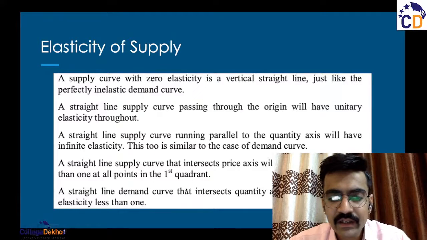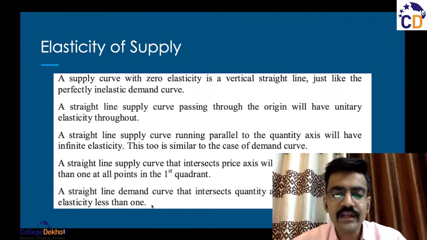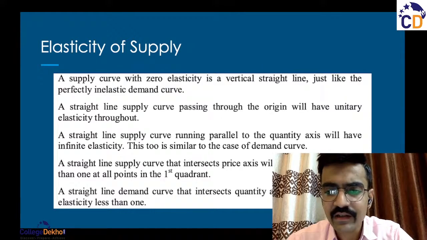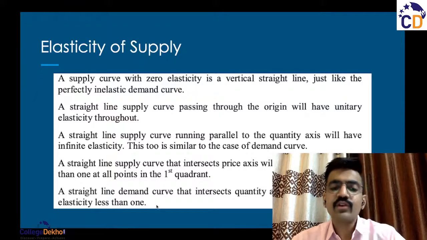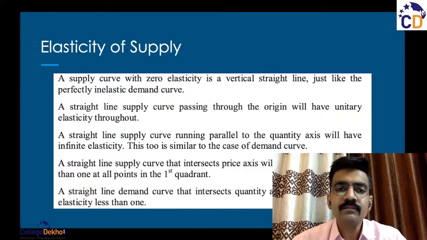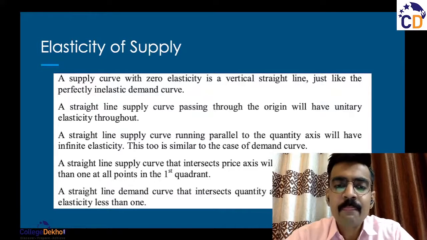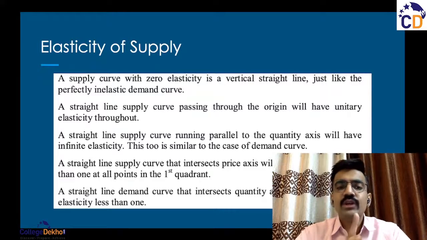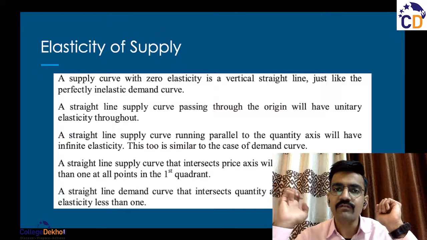Then a straight line demand curve that intersects the quantity axis, the x-axis, in the first quadrant has elasticity less than 1. What does this mean? What do these cases mean? That the elasticity would be greater than 1 or the elasticity would be less than 1. So it basically means that the relationship that exists between the price of a commodity and the supply of the commodity is not an exact direct relationship, as in 1 unit of change in price will not bring 1 unit of change in the supply of the commodity.